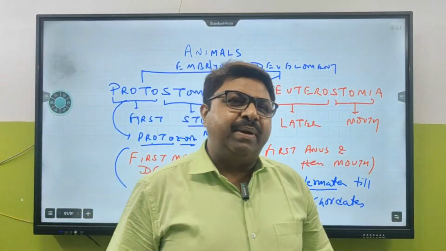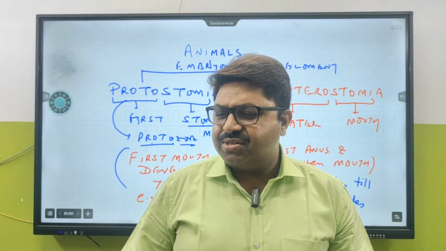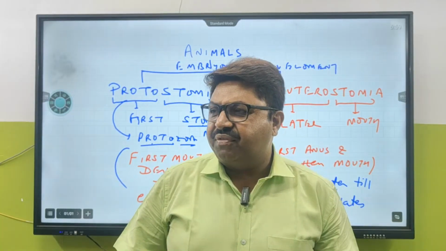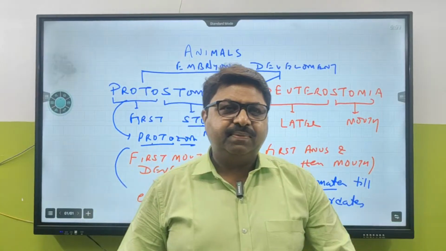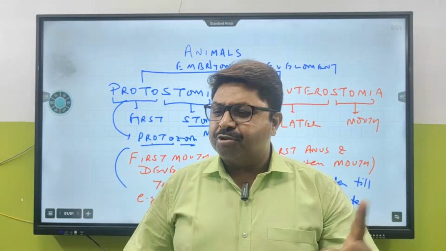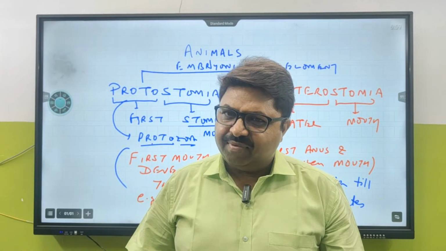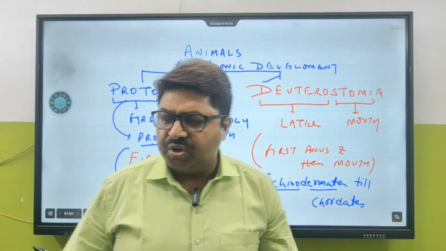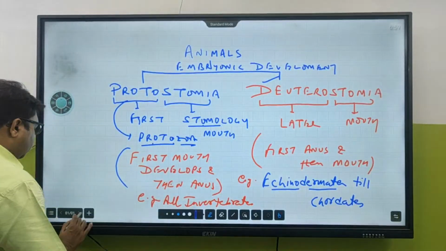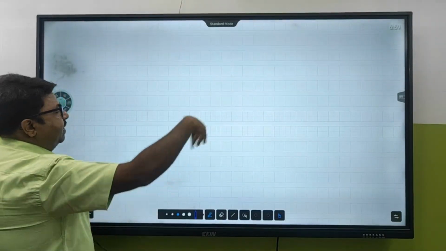So what about human beings? In the embryonic stage, which structure first originates, anus or mouth? Anus first, then mouth. Clear? So we are all deuterostomes. Is this clear? Any issues with this? Come on, Yogesh. So this is how we can also classify organisms.